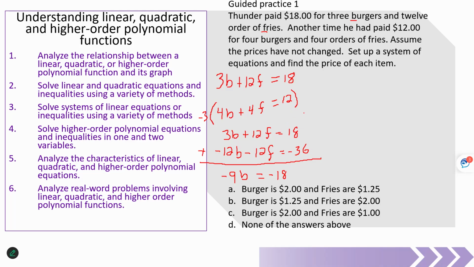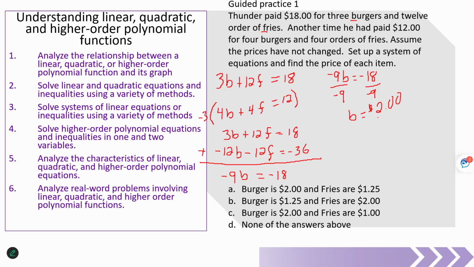Okay, so I'll just rewrite that up here since we ran out of room over there. Going to divide by -9, and that will give us the cost of each burger. So that's going to tell us that each burger is $2. It's a pretty good deal.